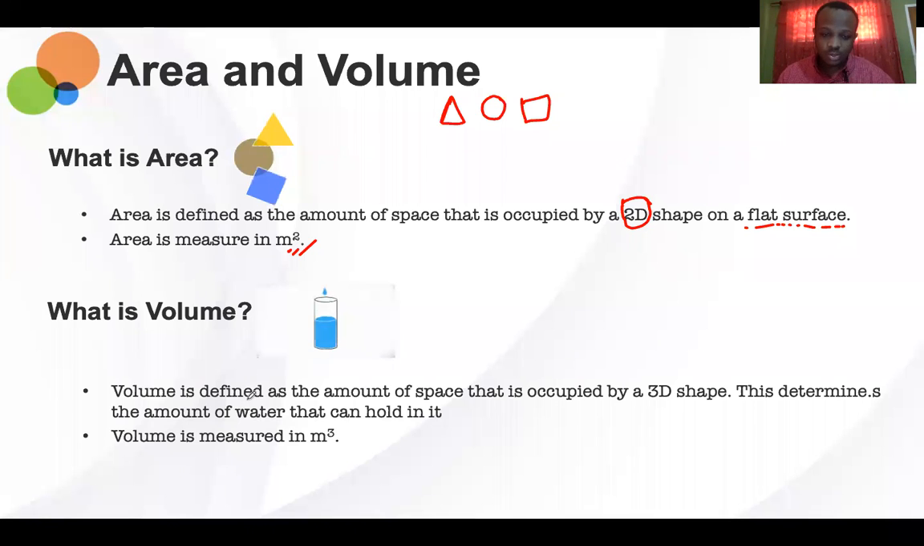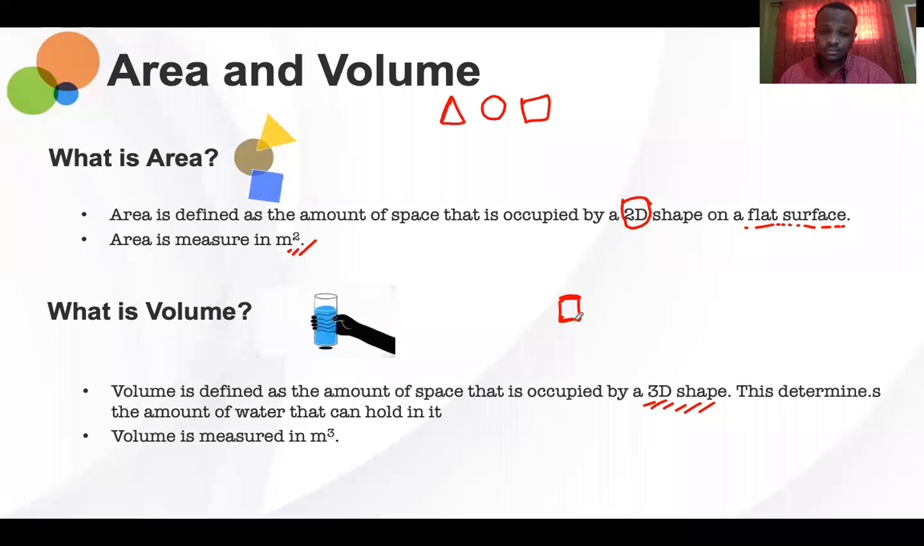So moving on, volume is defined as the amount of space that is occupied by a 3D shape. Area is for 2D, but volume is for a 3D shape. And this essentially determines the amount of water that can be held in that object. So the volume of, say, a cup, this cup right here, would be the amount of water that can be held in this cup.